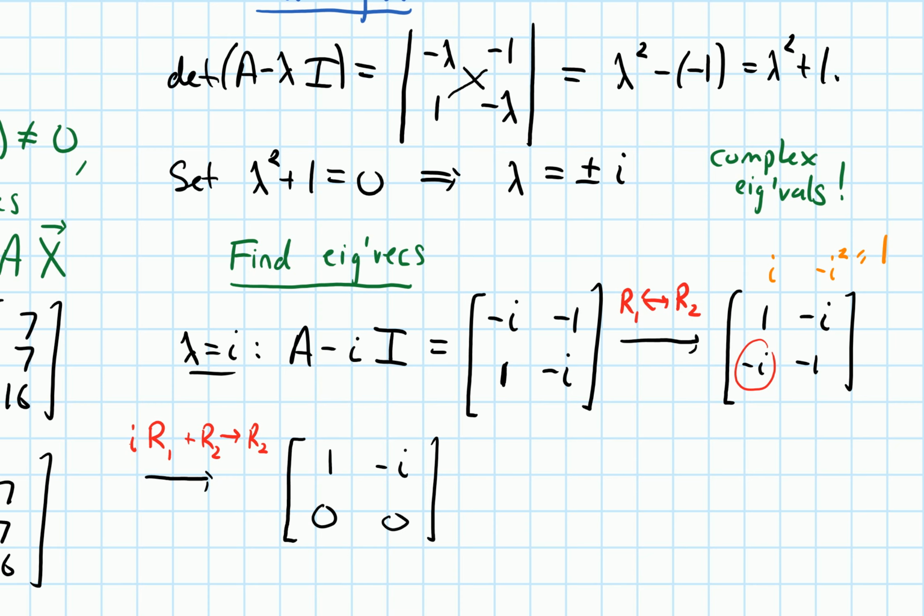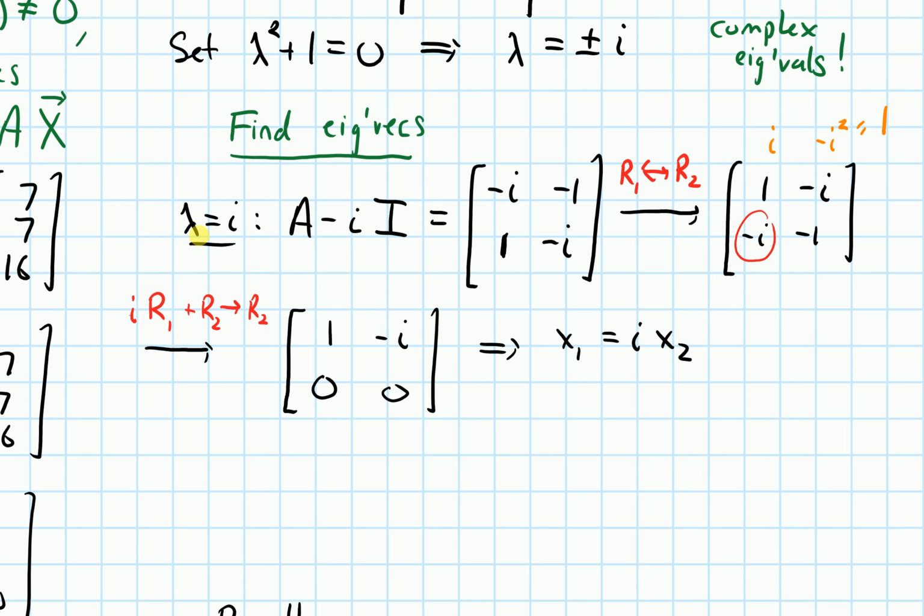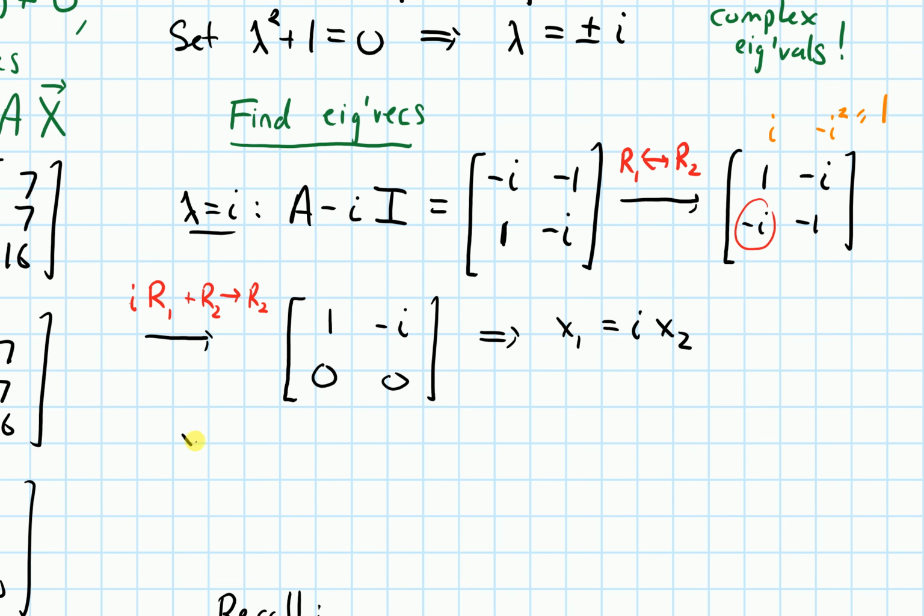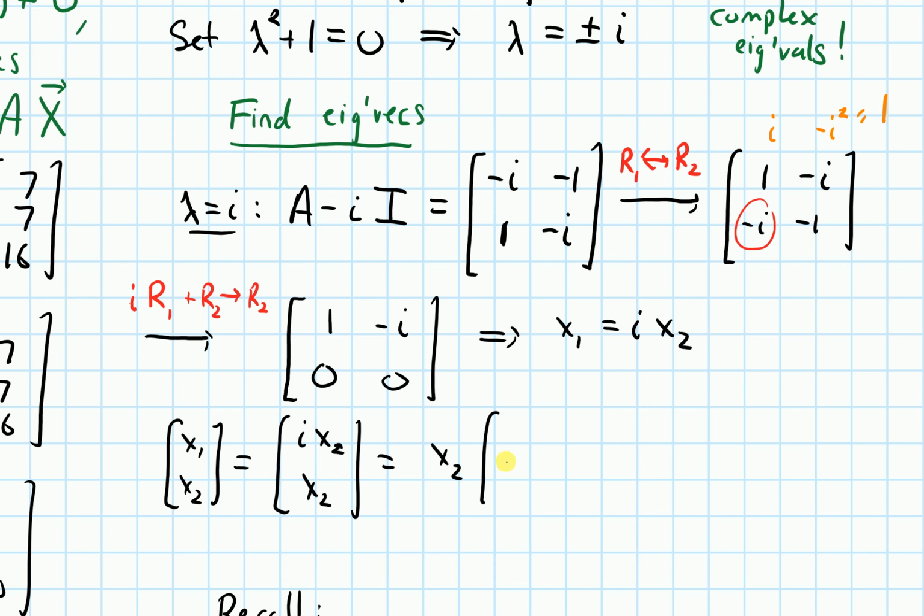Okay, so now we're ready to write down the equation for this row. We'd have x1, and if I move the negative i over to the right-hand side, this would be equal to i times x2. So we are ready to write down our eigenvector. Writing x1, x2 as a vector, x1 we know is i times x2, and x2 is free here, so we leave that as x2. Then we can factor out the free variable and get x2 times the vector (i, 1).